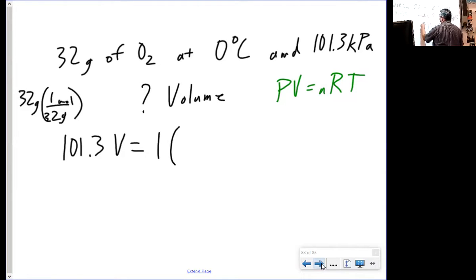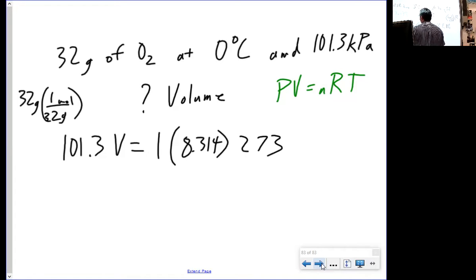R is 8.314. When we do math and chemistry, I really like parentheses better than dots or X's for multiplying. Just keeps things nice and pretty. And then we go to T, 0 degrees Celsius. I don't want Celsius, I want Kelvin. So I add 273, 273 K. So it's just a matter of mathing this up. 101.3 V equals 273 times 8.314 is 2269.7.